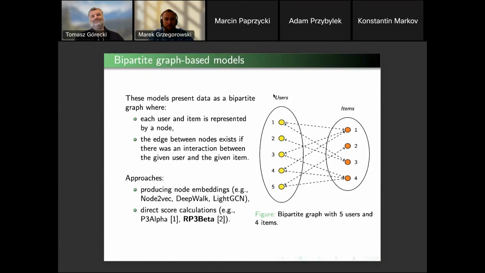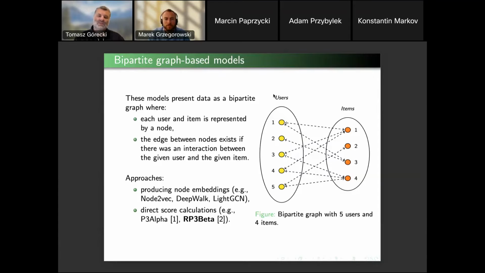Okay, so for recommendation, we have, of course, users and items. For each user, we would like to find some good items to recommend. In such a situation, we may present our data as a bipartite graph, where each user and item is represented by a node. On the right, you can find a very simple presentation of this idea. And the edge between nodes exists if there was an interaction between a user and an item. It's a very, very simple idea.